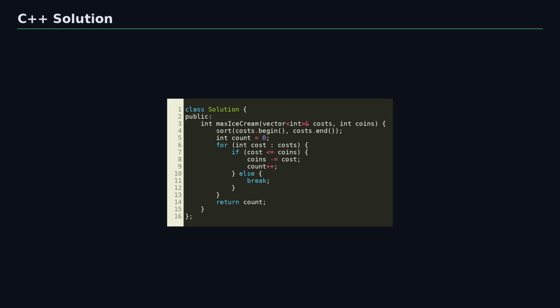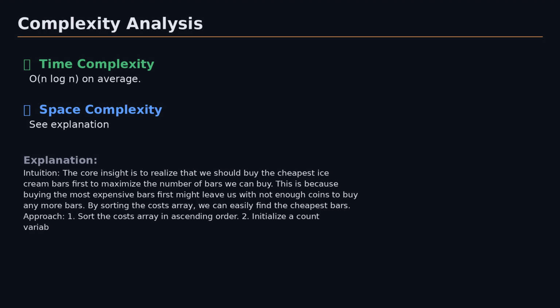Then, we initialize a count variable to 0. We start a for loop that iterates over the sorted costs array. For each cost, we check if the cost is less than or equal to the coins we have. If it is, we subtract the cost from the coins and increment the count. If it's not, we break the loop. Finally, we return the count, which represents the maximum number of ice cream bars we can buy.